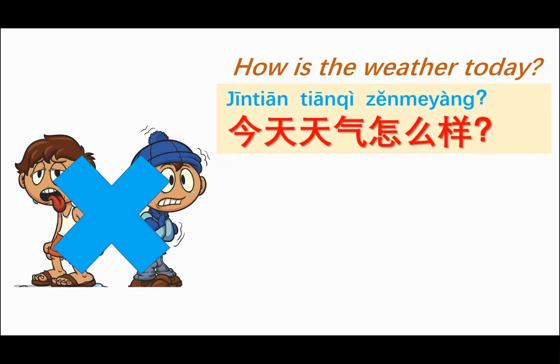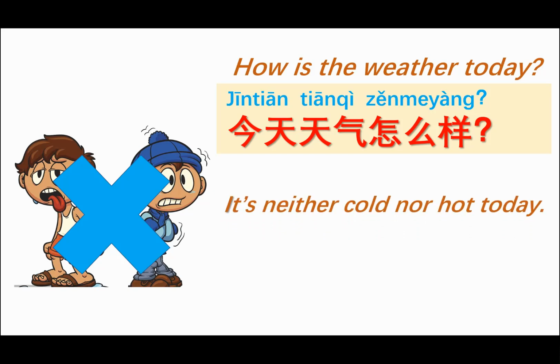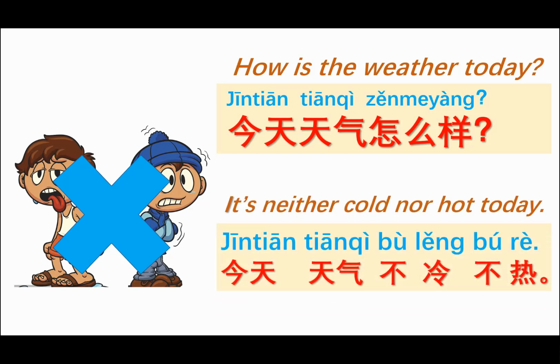今天天气怎么样? It's neither cold nor hot today. 今天天气不冷不热. Remember here, the adjective word is the negative form, so we don't need to put 很 here. That's why we say 今天天气不冷不热 instead of 今天天气很不冷不热. That is wrong.